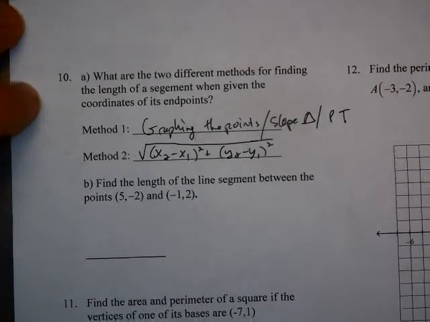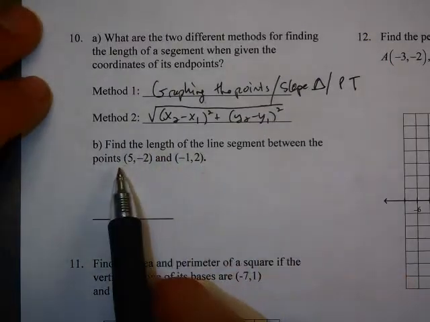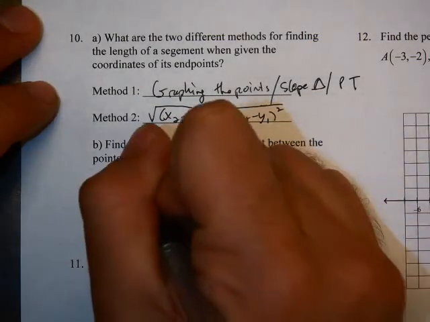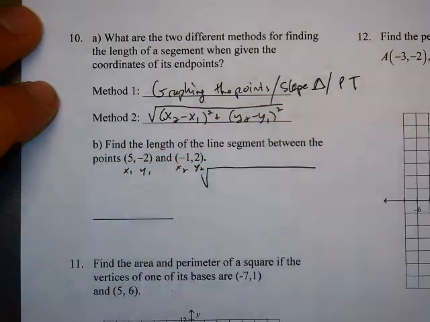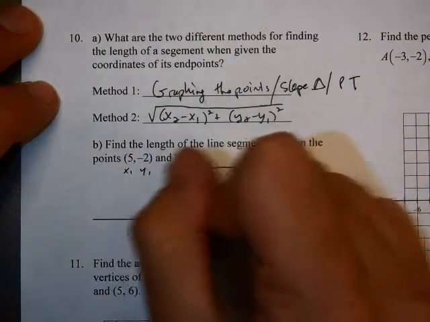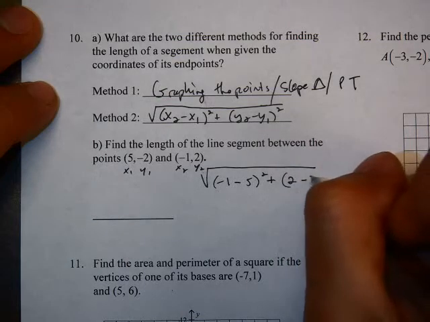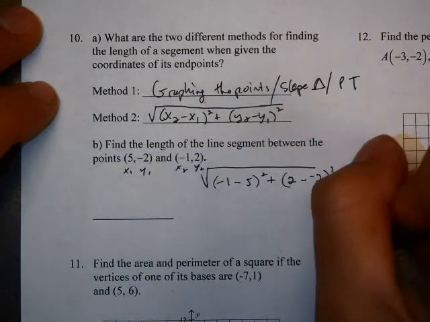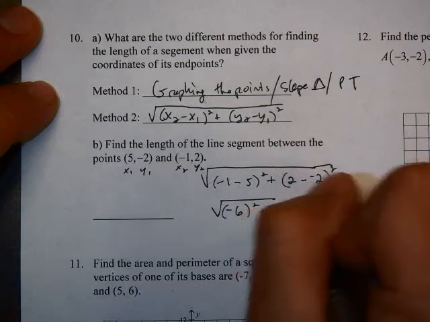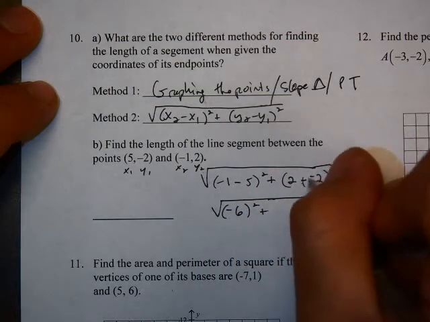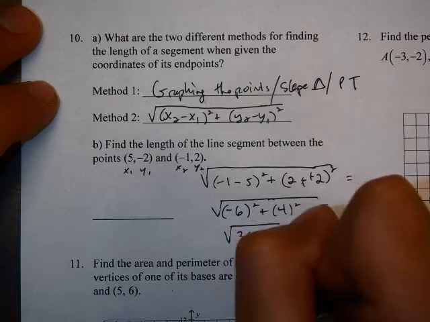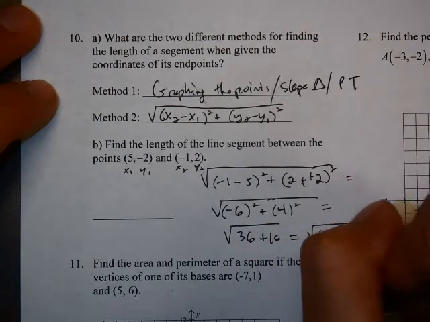For part B, it asks us to find the length of the line segment between the points (5, -2) and (-1, 2). If we plug into this formula, x1, y1, x2, y2: x2 is -1 minus x1 is 5, plus y2 is 2 minus -2 from y1, squared. This becomes -6 squared plus, these minus and negative cancel, becomes +4 squared, which means it's 36 plus 16, which is the square root of 52.